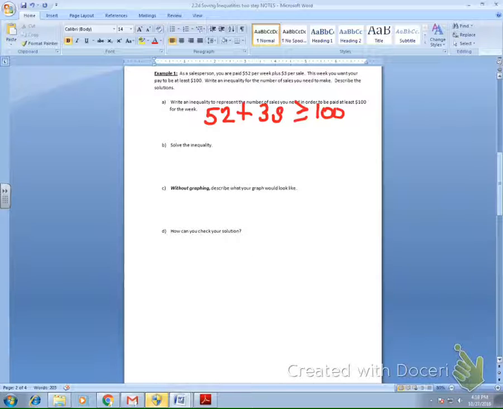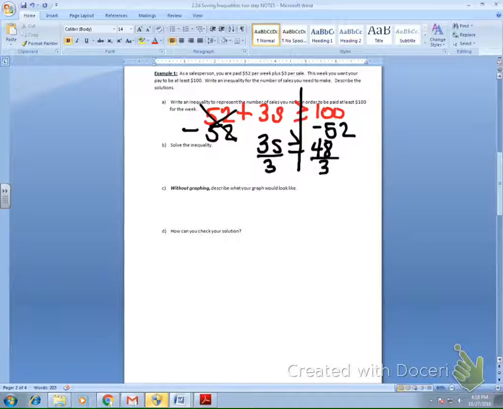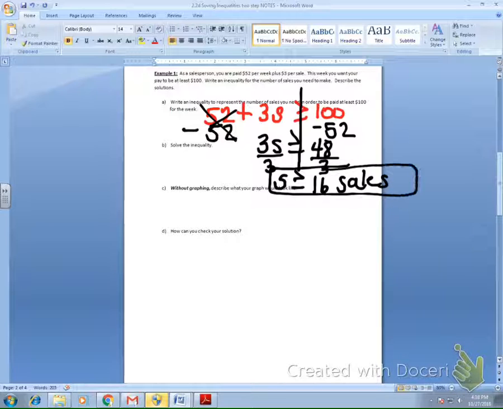Then it says solve the inequality. I'm just going to go ahead and use what I've already written. I'm going to separate my inequality like I do my equations. I'm going to start on the side that has the variable, and I'm going to undo addition by subtracting. 100 minus 52 is 48. Then I'm going to divide both sides by 3, and S is greater than or equal to 16 sales. So in order to make at least $100, I have to have 16 or more sales.